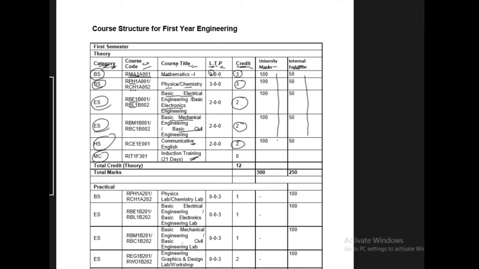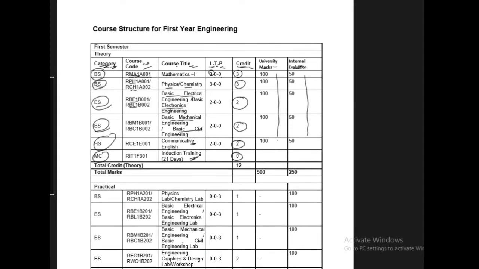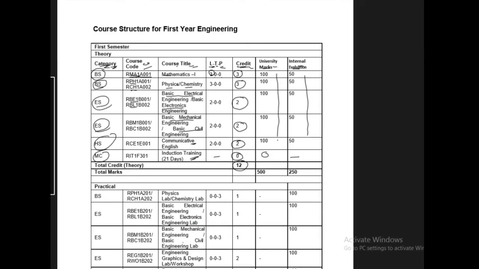This is the induction training program. You attend these classes in the first year, first semester, when you first come to college. So there will be no exam, no credit, nothing. You just have to attend these classes. So a total of 12 is the credit point in the first semester.